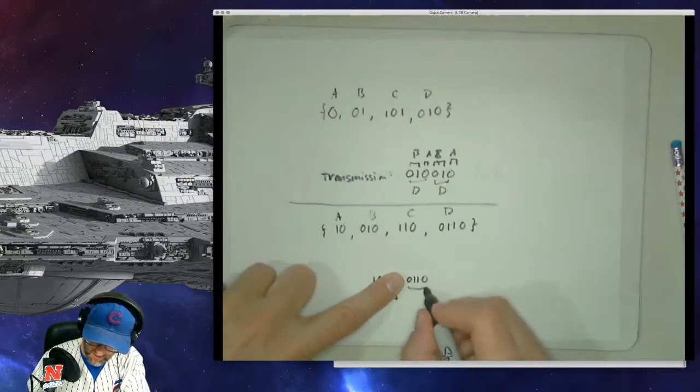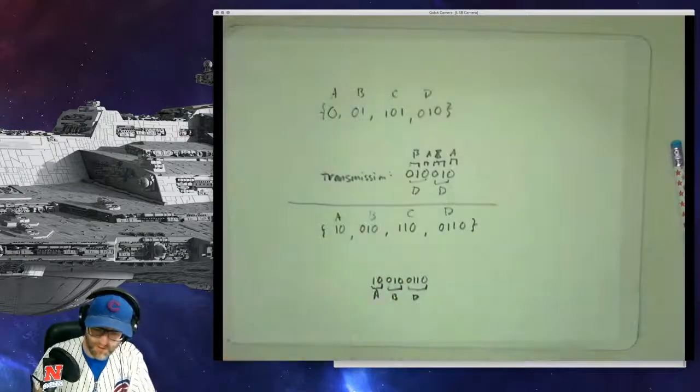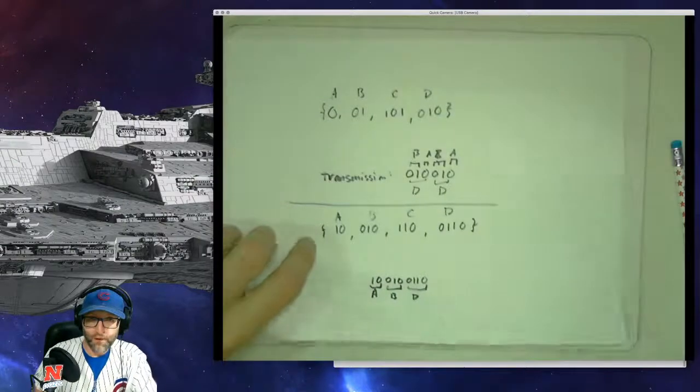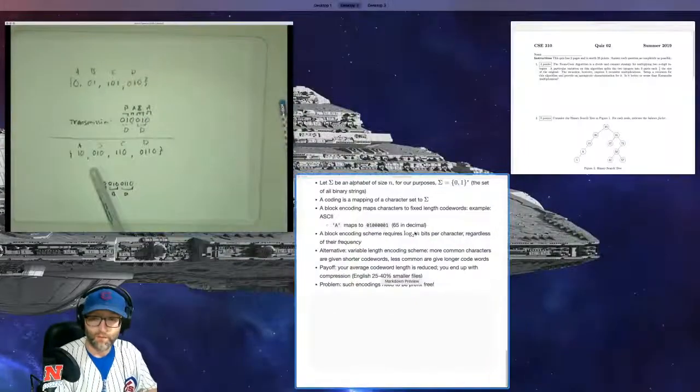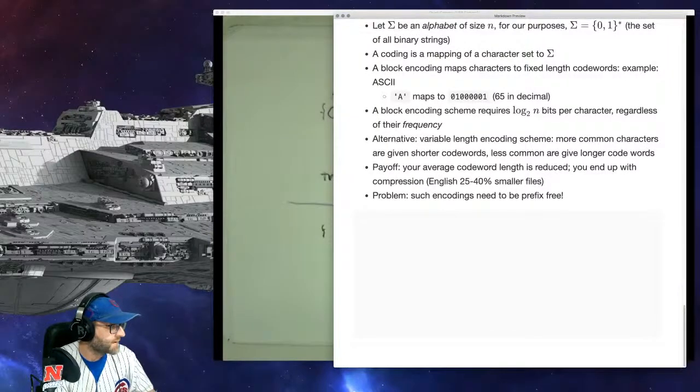So I know I can then just jump to the end of that code word and decode it as a D. Right? So we need a prefix-free code for all of this stuff to work. Okay. So my solution is going to build a tree. The solution: build a tree with code words.